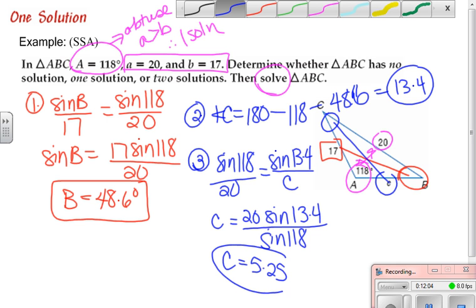which makes c 5.25. And again, when I take a quick peek, 13.4 is my smallest angle, c is my smallest side, 118 is my biggest angle, 20 is my biggest side, and everything works. Tune in to part 2 of the video for the rest of the options for side-side-angle.